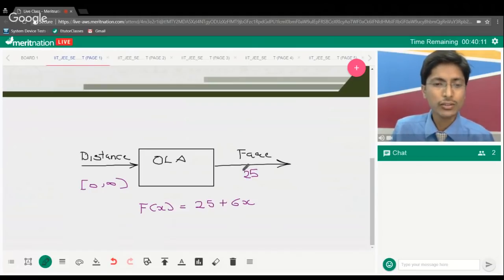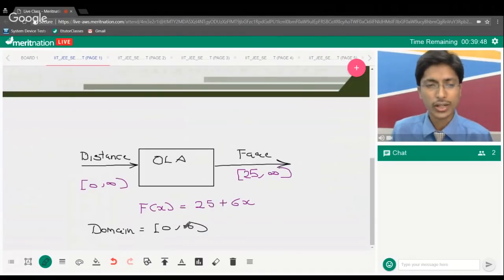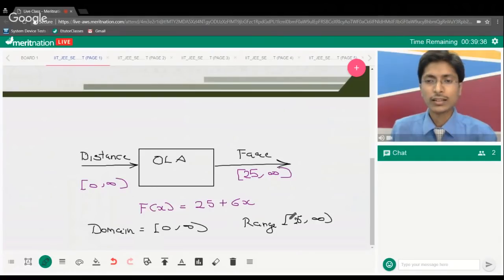Now, the values of fare will be from 25 to infinite. So what's my domain? My domain is from 0 to infinity. I can say that domain is equal to 0 to infinity, and my range is from 25 to infinity. So I'm sure you guys must be pretty clear with the concept of domain and range.